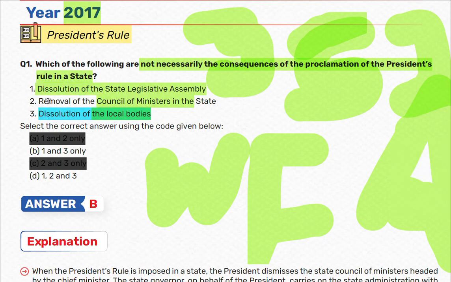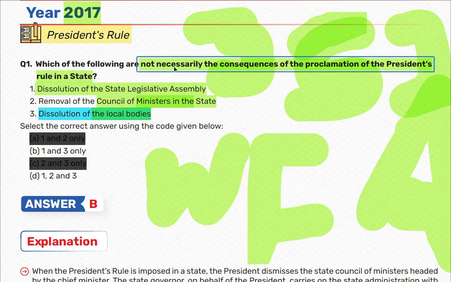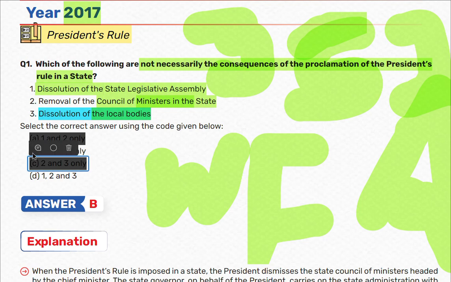Now consider statement number 2, removal of the council of ministers in the state. President's rule happens because there is a failure of the constitutional machinery in the state, which means some of the people holding constitutional posts in the state, for example the Council of Ministers including the Chief Minister, are not performing their duties in accordance with the provisions of the Constitution. That is why the Governor has to recommend imposition of President's rule. So this is necessarily a consequence of the proclamation of President's rule. They are asking 'not necessarily' here, so this can't be our answer. So the answer is B.